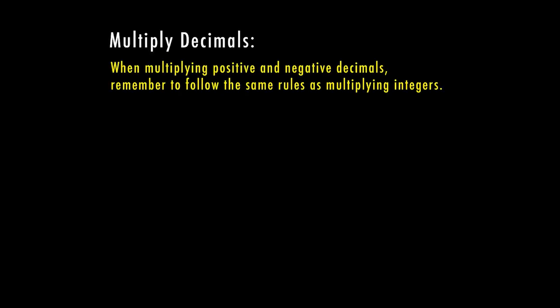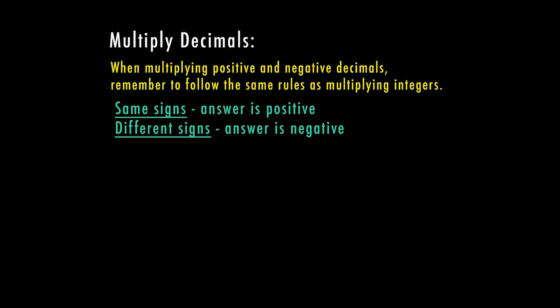When we're multiplying positive and negative decimals, we want to remember to follow the same rules as multiplying integers. So to review those rules, if they have the same sign, both numbers are positive or both numbers are negative, then our answer is going to be positive. And if they have different signs, then our answer is going to be negative.